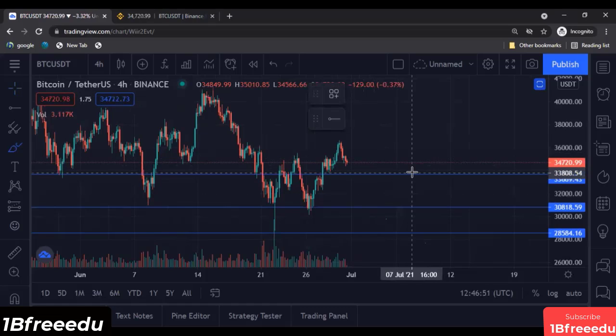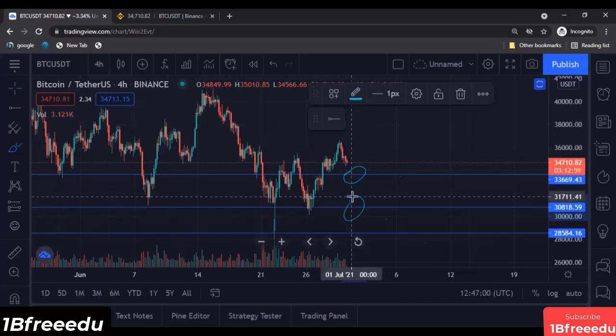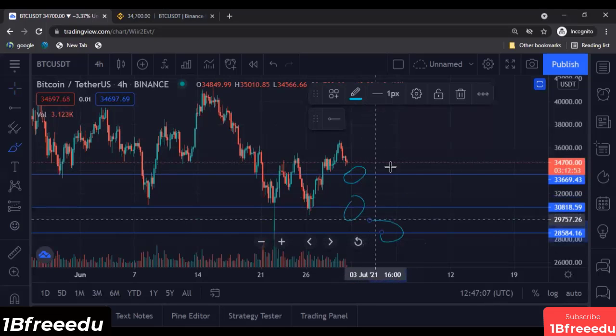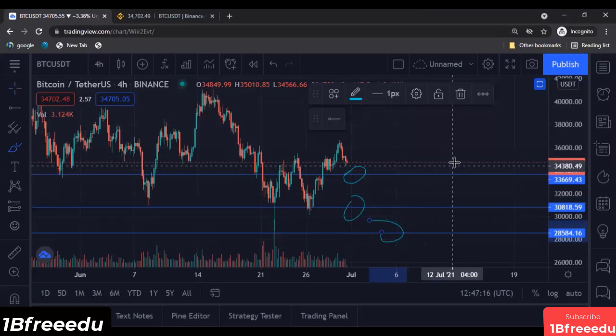What we mean when we say buy in parts is that if you have $200, you should buy some here, for example $70 here, $70 here, and $60 here. So basically, it would average your cost. If you buy with $200 here, it would mean that your cost would be 33,669, and you could only be in profit when it is above that price.